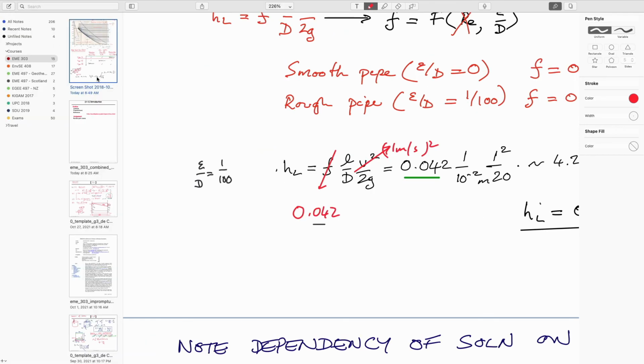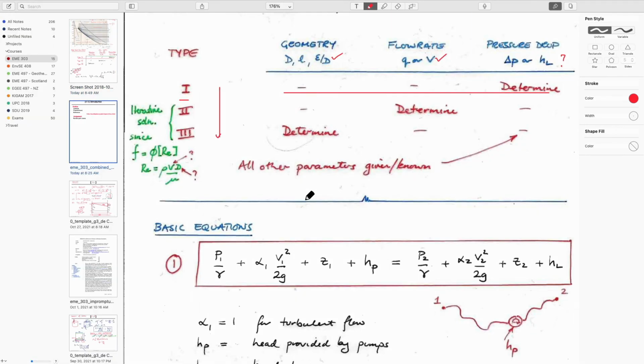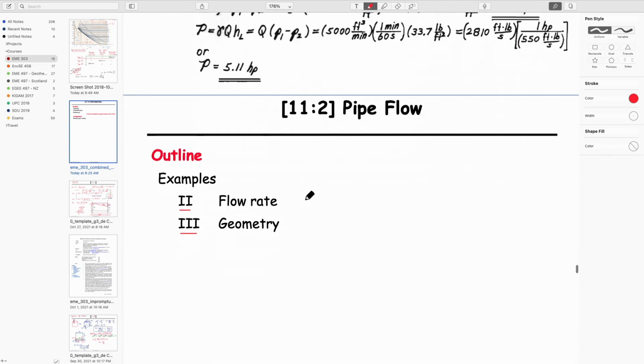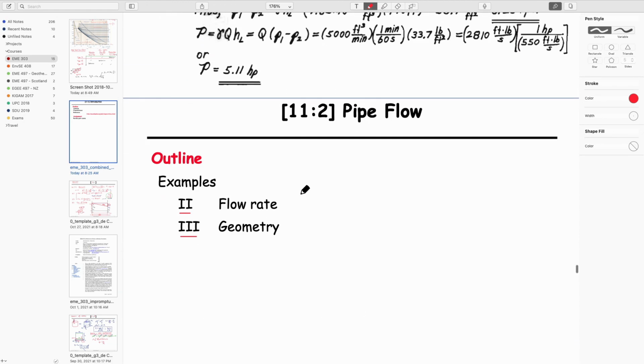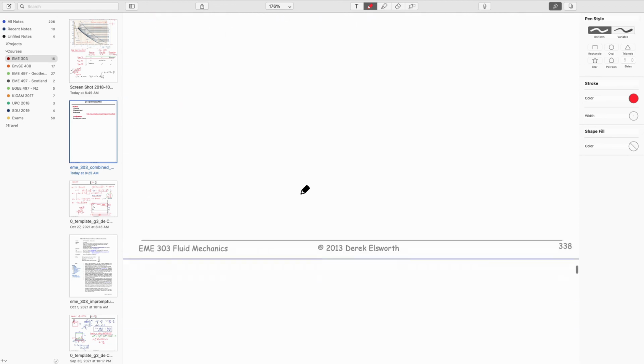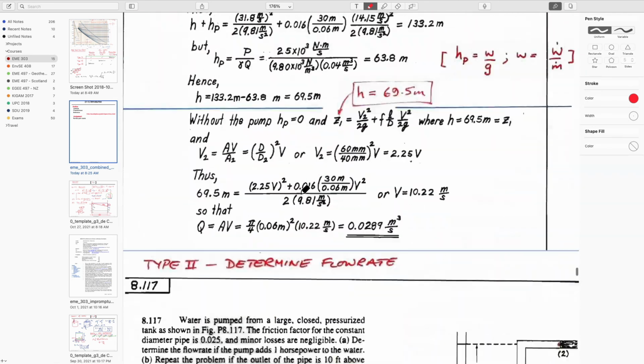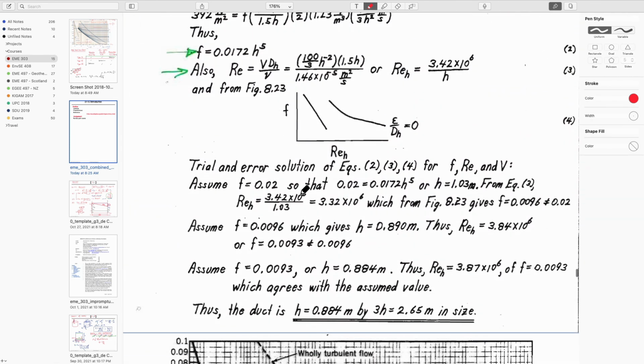And so next time we'll talk some more about pipe flow. I'm not sure what we'll talk about. We'll do some examples, I'm guessing. So we'll do some more examples next time. And those examples will be the ones that are in the notes. So that's it for today.